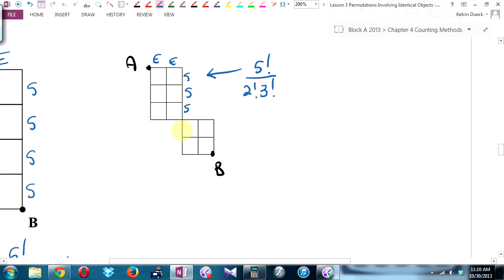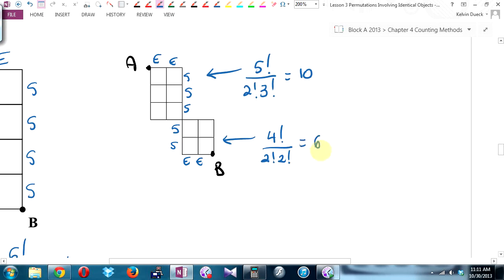And then here, I have to go south, south, east, east. The number of ways that I can get from the middle to B is... By the way, what is the first one? 5 factorial all over 2 factorial, 3 factorial? 10? And what is the second one? 4 factorial divided by 2 factorial, 2 factorial?